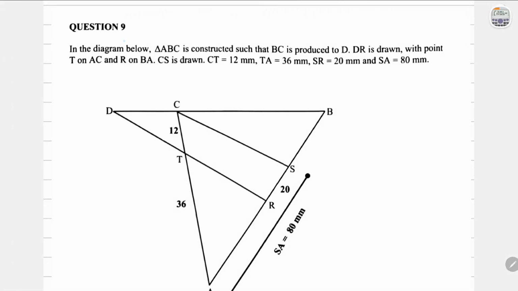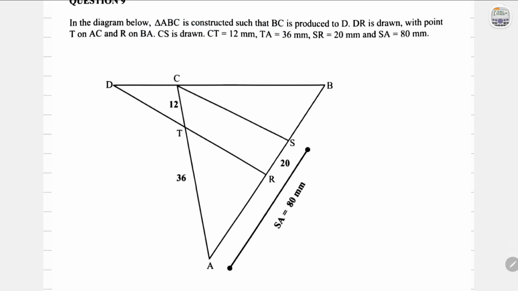Question 9 says, in the diagram below, triangle ABC is constructed so that BC, so this is BC here, is produced to D. Then DR is drawn with a point T on AC and R on AB. And then they tell us that CS is drawn. That's just the line there. So not that it's parallel or anything yet, but I say yet because it's probably going to be.